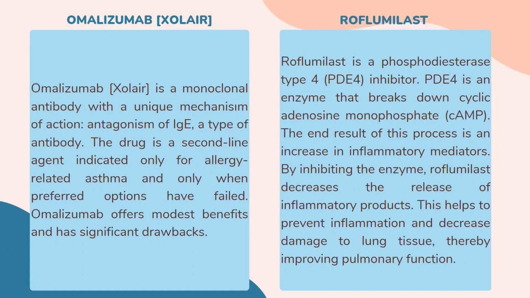There have been adverse events in animal reproduction studies, so this is not recommended for pregnant women. Preparations, dosage, and administration. Roflumilast is supplied as tablets containing 500 mcg of drug. Dosage is one 500 mcg tablet daily. It may be taken with or without food.